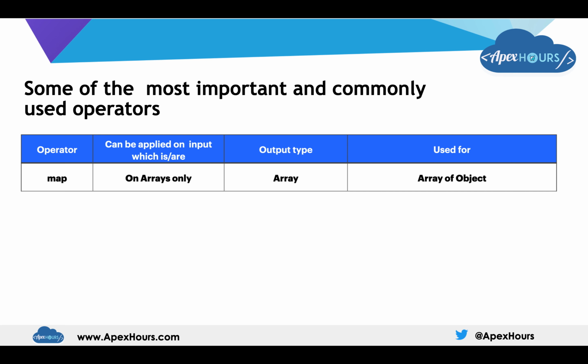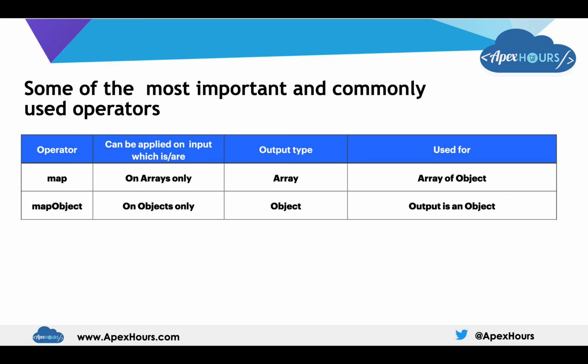We have discussed the map operator already, and as I've said before, it can be applied only on arrays, and even the output will be an array. It is used for arrays of objects. And the mapObject operator can be applied only on objects. The output type is also an object, and it is used for objects. Okay, these two are clear.